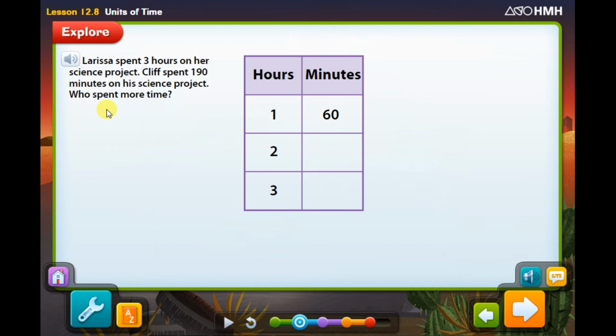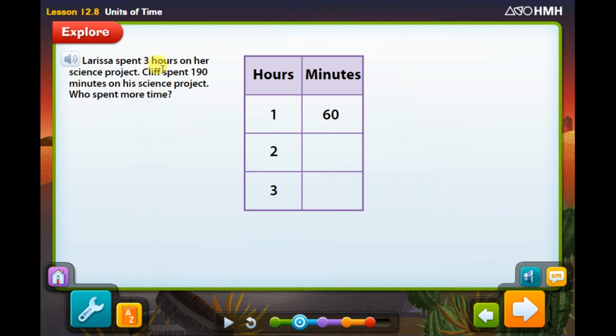So first, before solving, we need to read the example and see what are the givens. Larissa spent 3 hours, so we have here the time in hours. And Cliff spent 190 minutes. So the first given is 3 hours. The second given is 190 minutes. What is the needed information, or what does it want me to find? Who spent more time? So this means I should compare the two values.